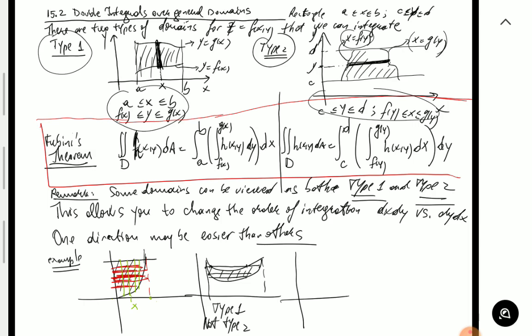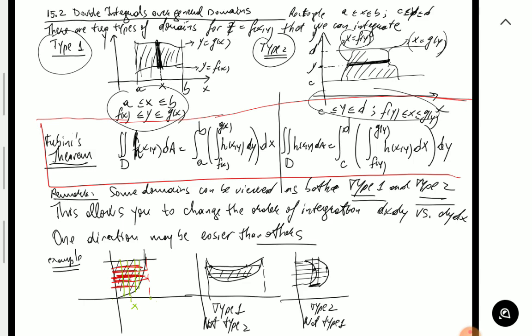What about this one, for example? Obviously, this one can be viewed as a type 2, right? You can have these horizontal slices, and each slice will have the inner bounds given by the same functions, this curved left and right, but it's not type 1, because vertical slices will not have bounds given by the same functions, like f of x, g of x.